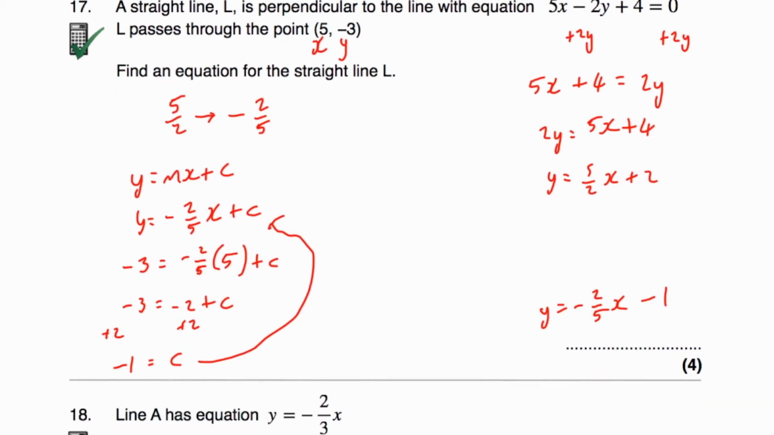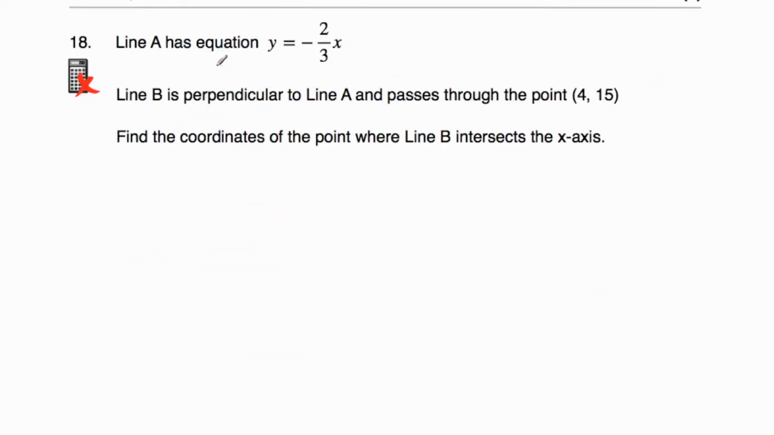Okay, let's have a look at question number 18. Question number 18 says the line A has got an equation y equals minus 2/3 x, and line B is perpendicular to that, and it passes through the point 4,15. Then we're asked to find the coordinates of the point where the line B intersects the x-axis. In other words, where does the line B cross the x-axis?